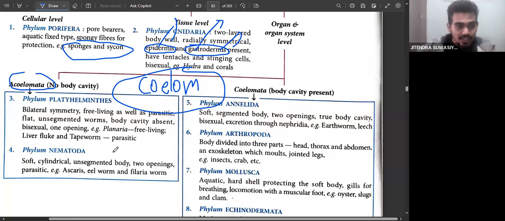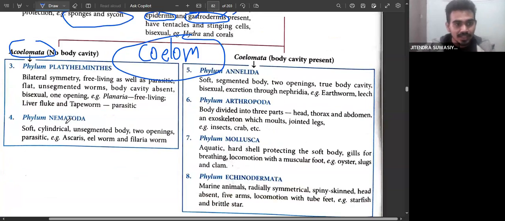In acoelomata we have platyhelminthes, then nematoda. Platyhelminthes, what is that? If you break the word, we can understand the meaning of the terminology. Platy means flat, a plate-like structure. So we can say that is platyhelminthes. Helminthes is the other name for the nematodes.